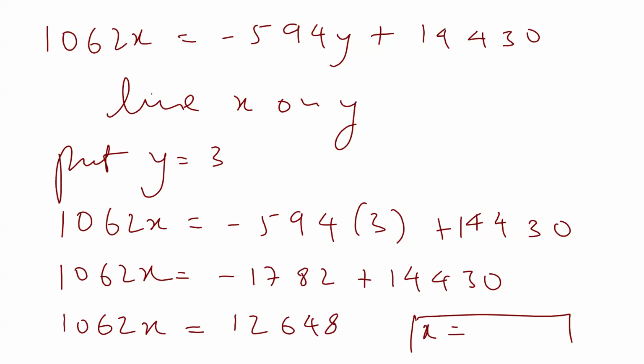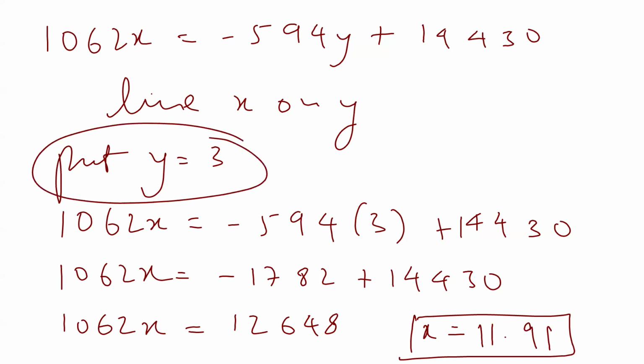So if you divide 12,648 by 1062, let's check what is the answer. 11.9096. So 11.91 I should write precisely. So that is the value of x when the value of y is 3. It's a more accurate answer because we did not apply any approximations right from the beginning. We kept everything in fractions. So that is my advice to all of you, to keep the answers in fractions. Fine.